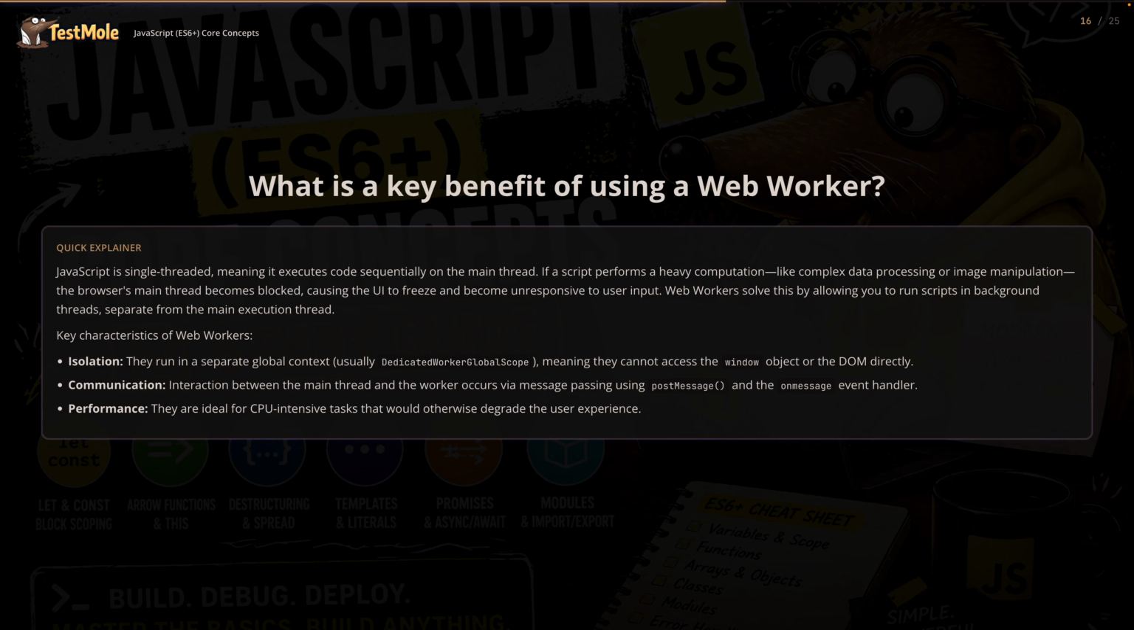Isolation. They run in a separate global context, usually the dedicated worker global scope, meaning they cannot access the window object or the DOM directly. Communication. Interaction between the main thread and the worker occurs via message passing using postMessage and the onmessage event handler. Performance. They are ideal for CPU-intensive tasks that would otherwise degrade the user experience.